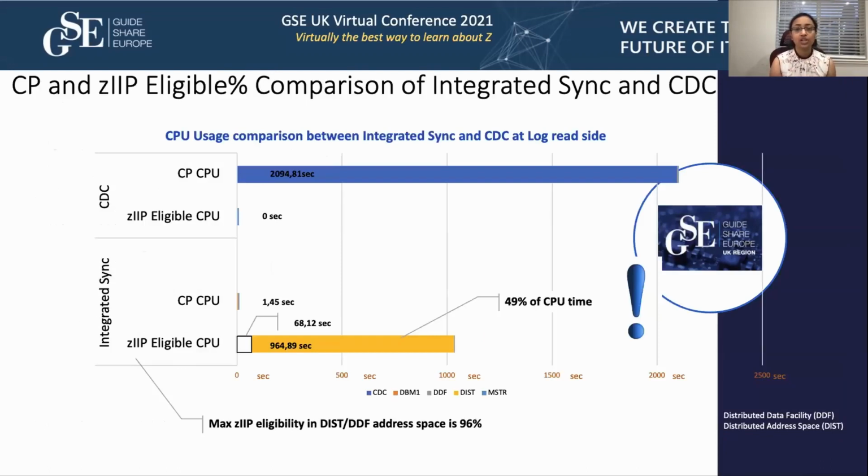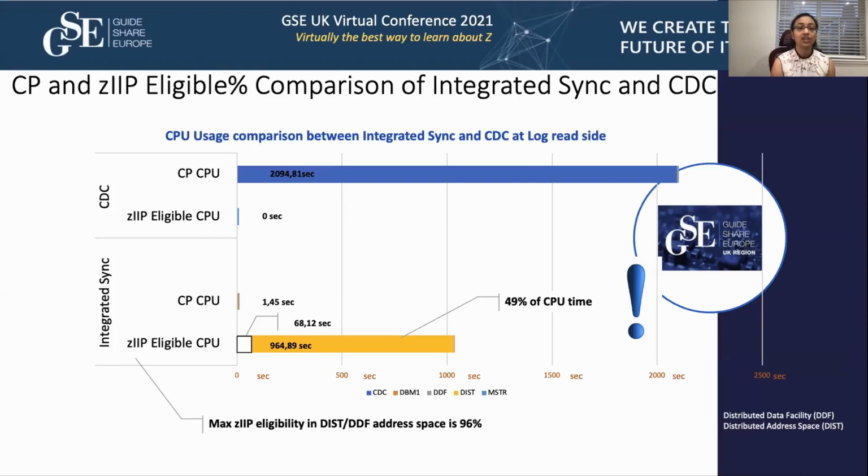Just some comparison between integrated synchronization as a technology and other similar technology. We've picked CDC, change data capture, which is one that's out in the field that is also able to replicate data from Db2Z into other sources. As you can see from the top and bottom, top being CDC, most of the CPU cycles used by CDC are not zIIP eligible.